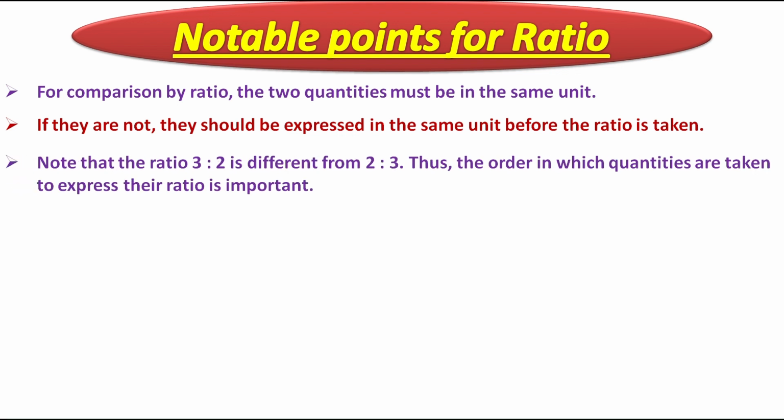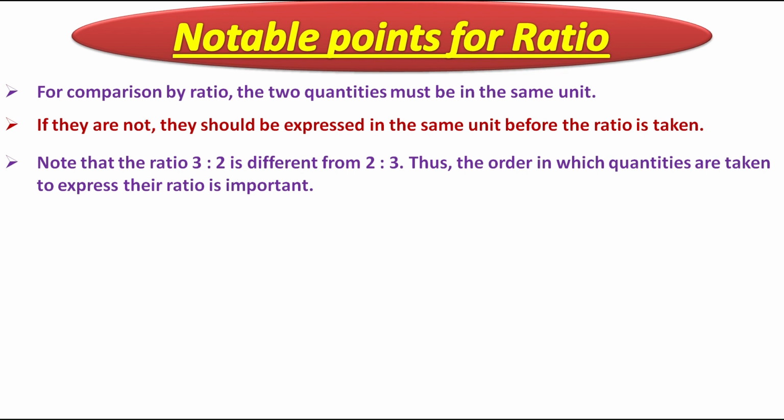Next, note that the ratio 3:2 is different from 2:3. See here, only two numbers are used, that is 3 and 2. You might be thinking, how is 3:2 different from 2:3? Because the order in which quantities are taken to express their ratio is important here.